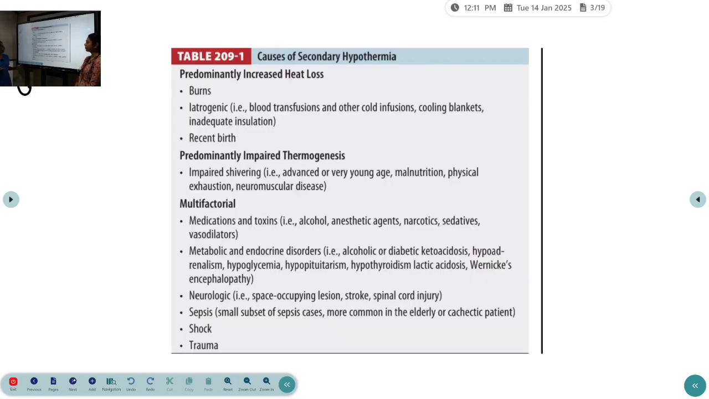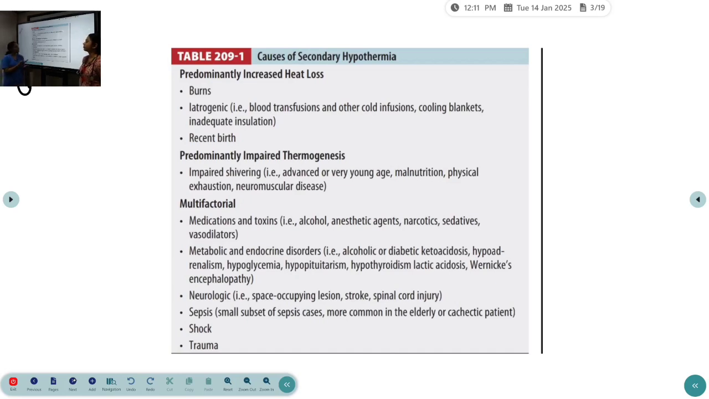In accidental cause, we have primary and secondary. Primary cause is the environmental change. When the temperature goes down, we lose heat, and that is known as primary cause. Coming to secondary hypothermia, the main causes are predominantly increased heat loss in our body. That is, in case of burns, in case of recent birth, and iatrogenic causes like when we are giving the patient multiple blood transfusions, transfusing cold fluids, giving cooling blankets, and when patients come to our ER and we are not giving adequate insulation, all these can cause more heat loss, and then the patient can develop hypothermia.